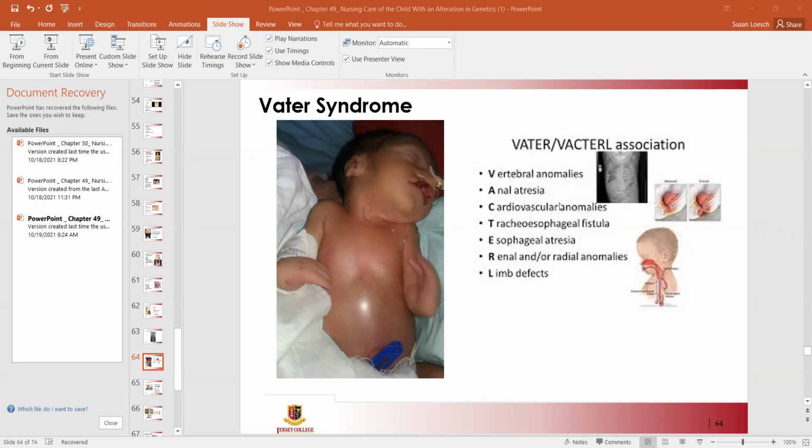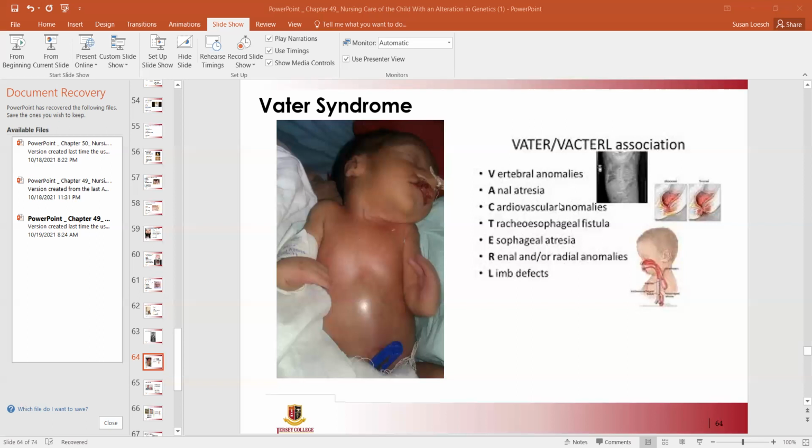Anomalies seen include hypoplastic small vertebrae or hemivertebrae, where only half of the bone is formed, and these anomalies lead to an increased risk for scoliosis. They have an imperforate anus or anal atresia, so the anus doesn't open to the outside of the body.